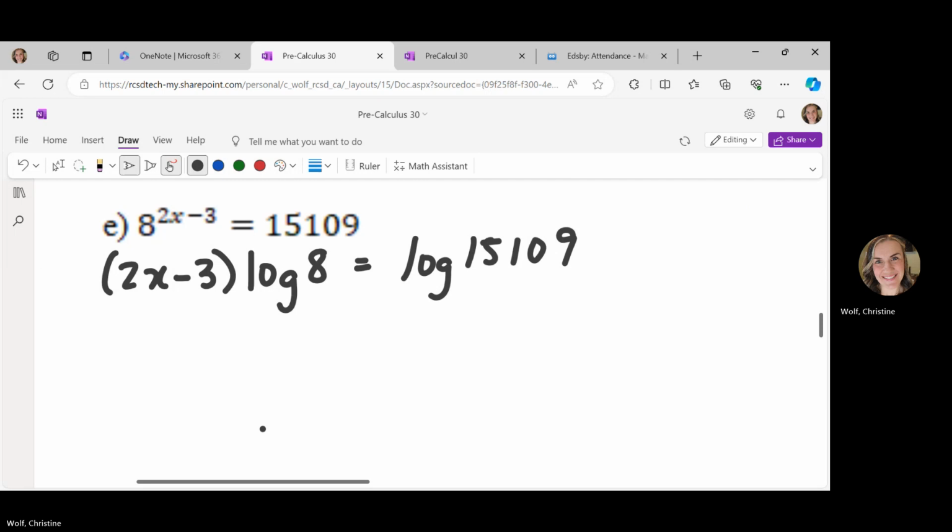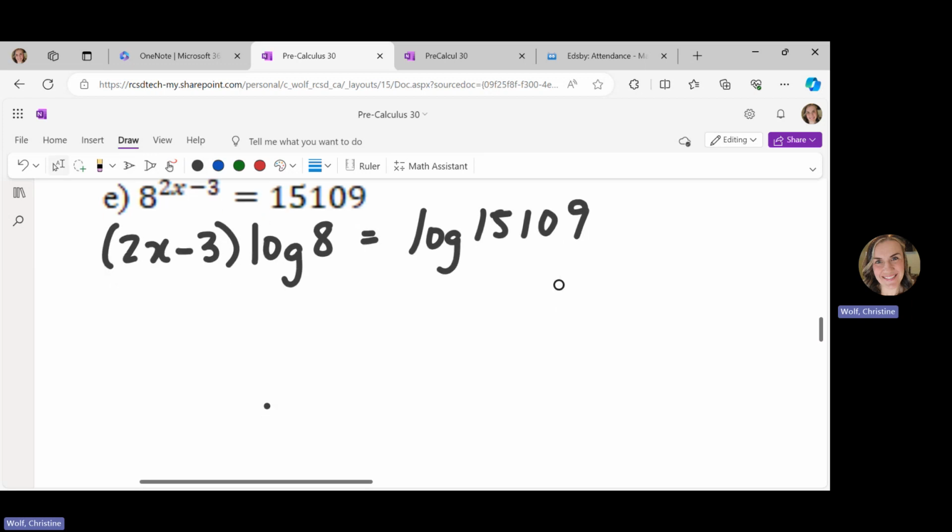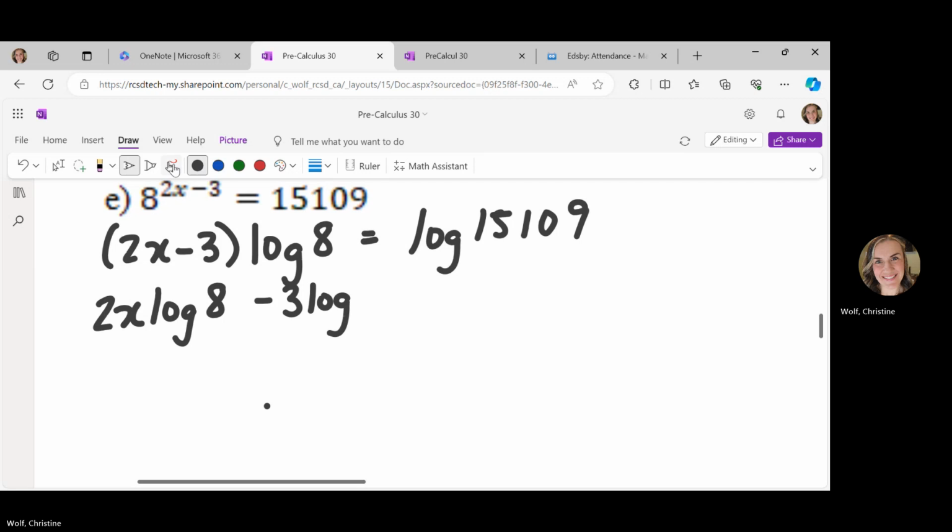Now, there are multiple ways to do a question like this. I'm going to show you the complicated way, and then for the next example, I'll show you the easier way, and you just decide what works best for you. It's just the way your brain functions, okay? So the complicated way for this one is to distribute the log 8 into both of those terms, because I have 2x minus 3 times that. So this becomes 2x log 8, and then minus 3 log 8. And on my right-hand side, I can't do anything with it.